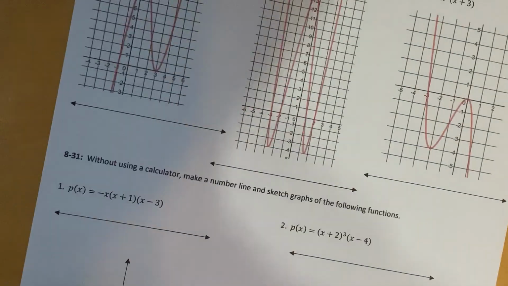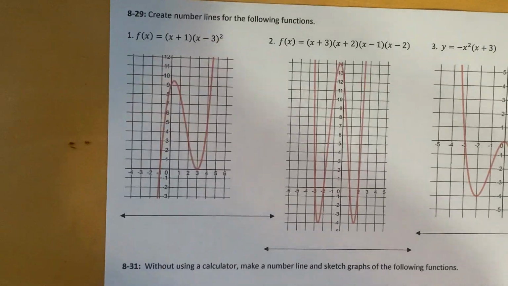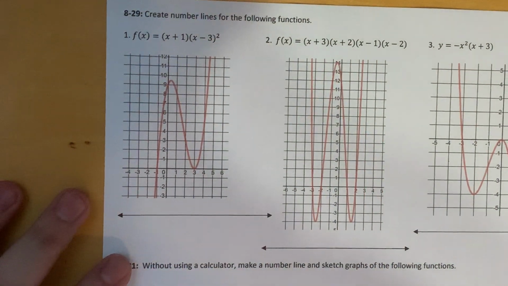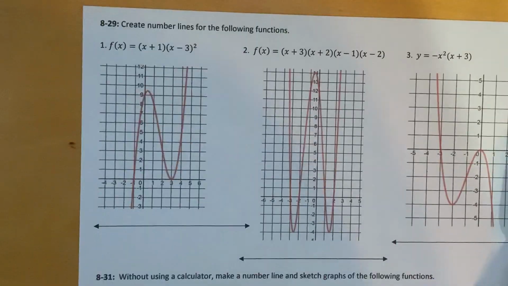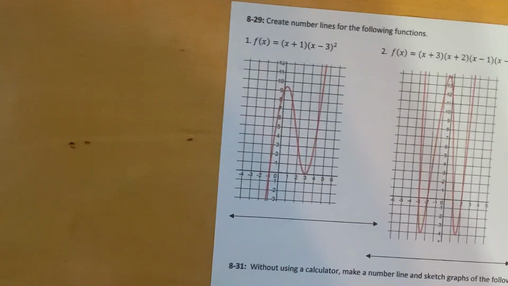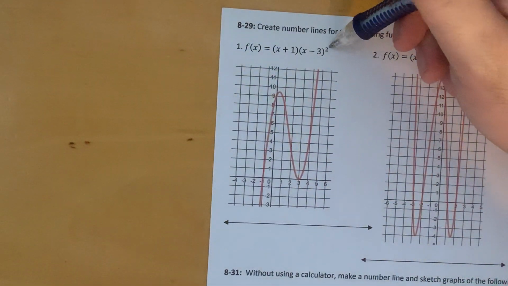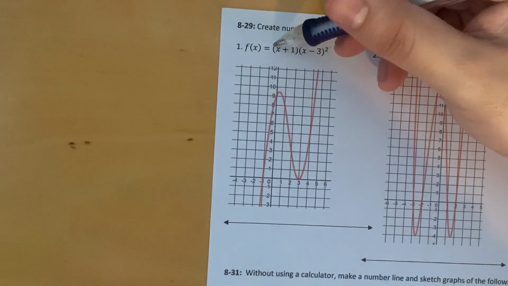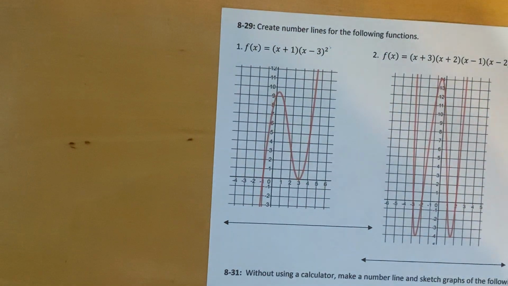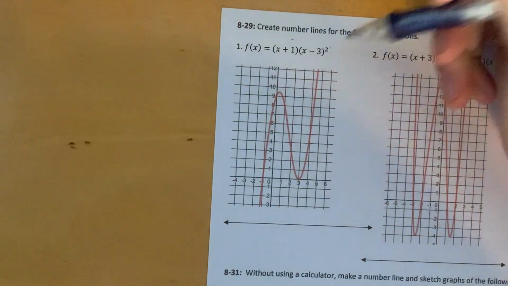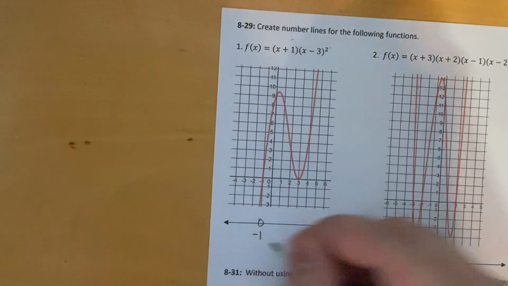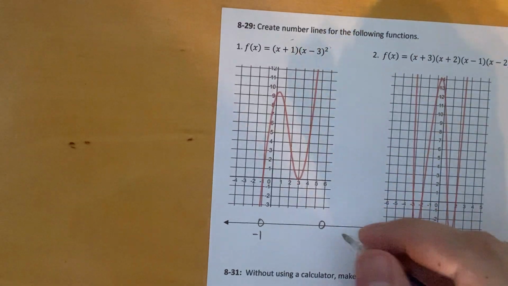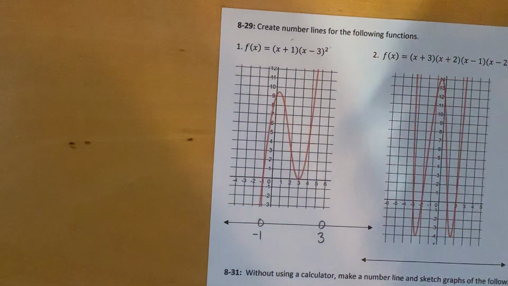Alrighty, let's do the next page. So it's asking us to do the number lines for the following functions for this part. If we do the first one, it has a double root and x plus 1. So what degree is it? 3rd degree. But we can just write the roots. So I'm going to do open circle to indicate my roots. That's all I need.